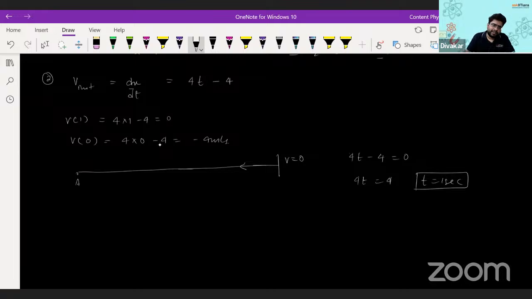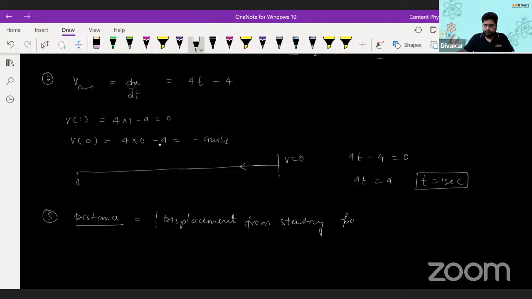Now they can extend this idea a little bit and they will also ask what is the distance covered in 2 seconds, for example. In that case, if they ask you distance, you'll have to be extra cautious because distance will be the magnitude of displacement from the starting point to the turning point, plus the turning point to the final point.